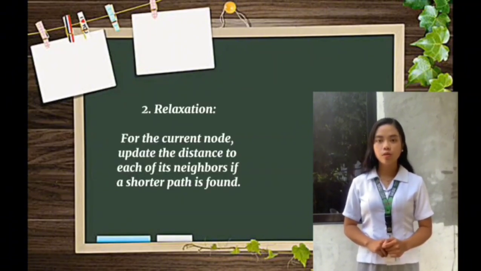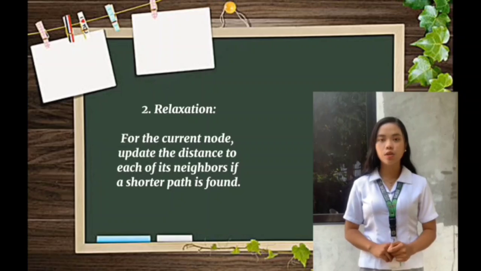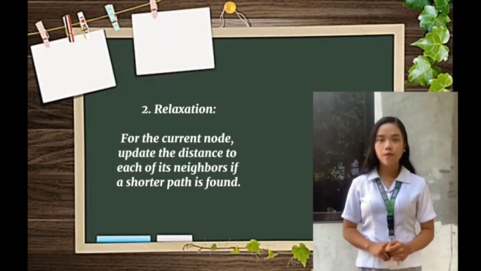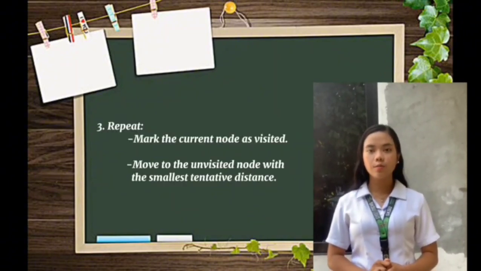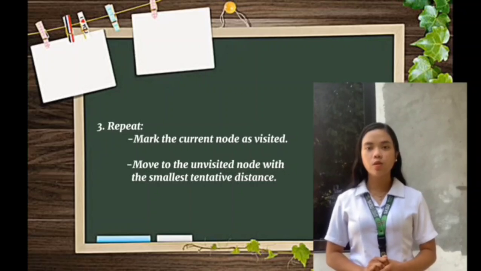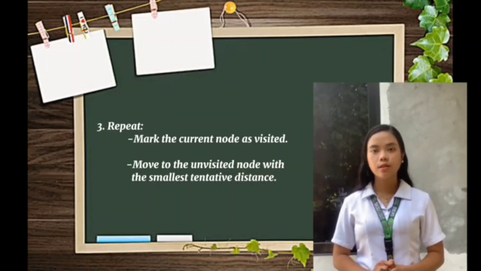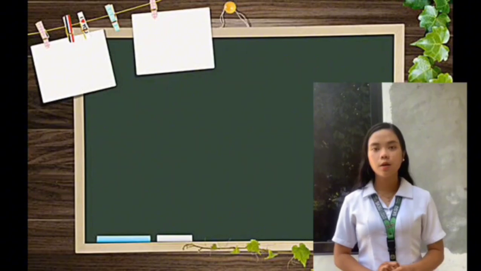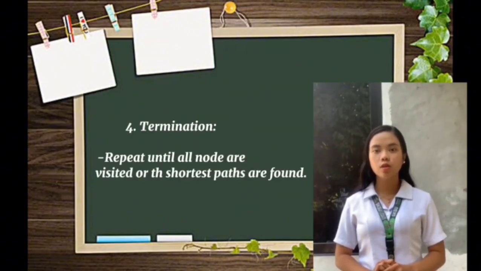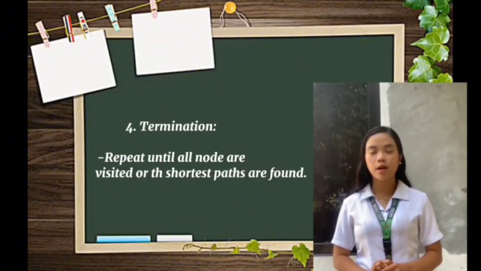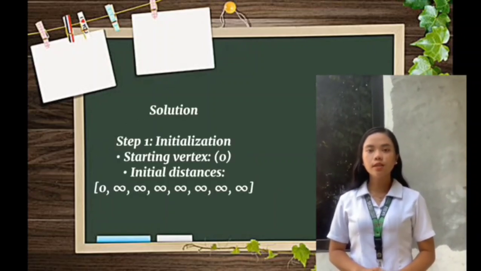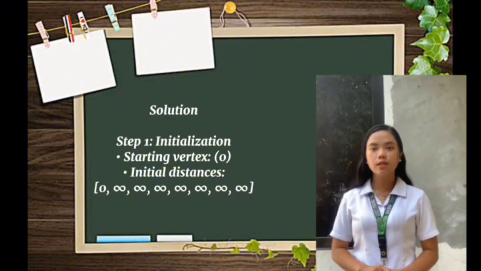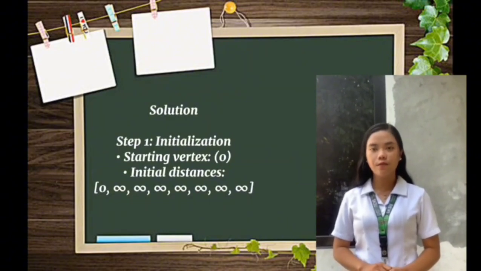The next step is relaxation. For the current node, update the distance to each of its neighbors if a shorter path is found. The third step is mark the current node as visited. Next, move to the unvisited node with the smallest tentative distance. The last step is termination. Repeat until all nodes are visited or the shortest paths are found. So here are the solutions. Step 1 is initialization. Starting vertex 0, initial distances are 0 and 7 infinities.